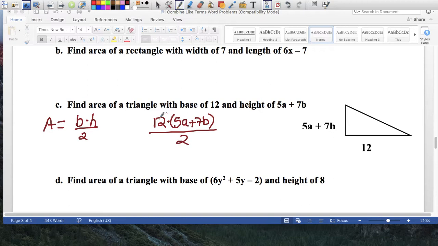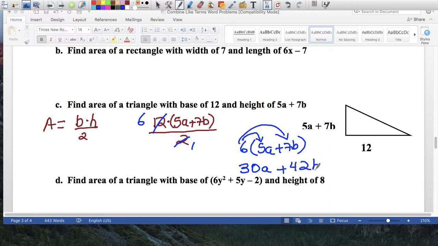You can do the distributive property first here and then divide everything by 2, or you can divide by 2 first. Because it's a fraction, 2 divided by 2 is 1, and 12 divided by 2 is 6. So I end up having 6 on the top, parentheses 5a plus 7b over 1, or I don't rewrite the 1. So now I can apply the distributive property. 30a plus 6 times 7 is 42b. And that's the area of that triangle.